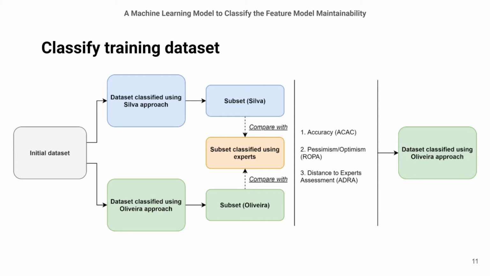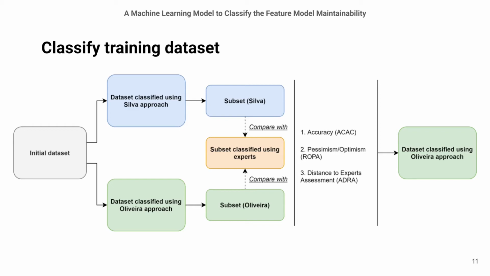So we used both approaches to classify the entire dataset, generating two new datasets, one classified with the Oliveira approach and another using the Silva approach. After this, we take a subset of 50 samples from each dataset. We also classified the subset manually using 15 SPL experts.